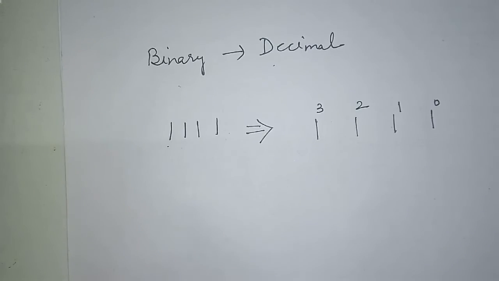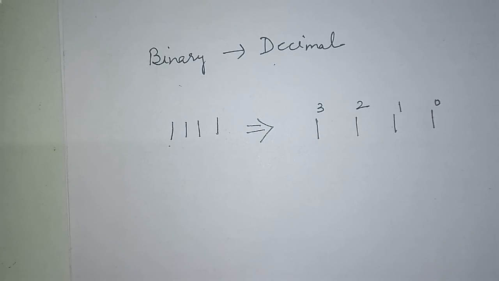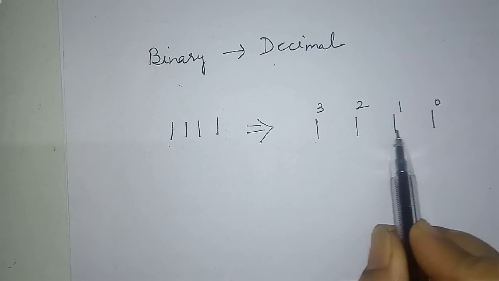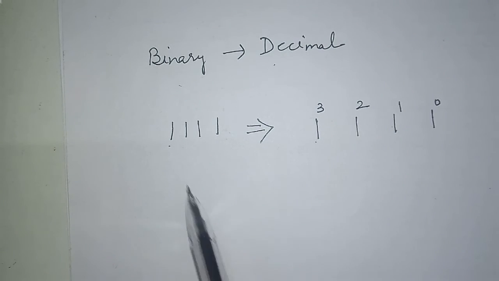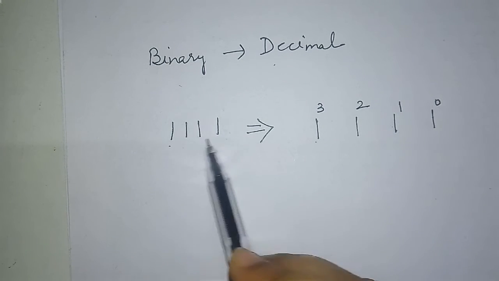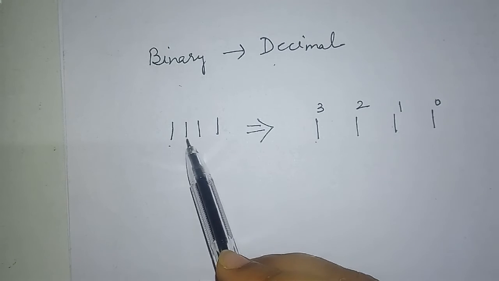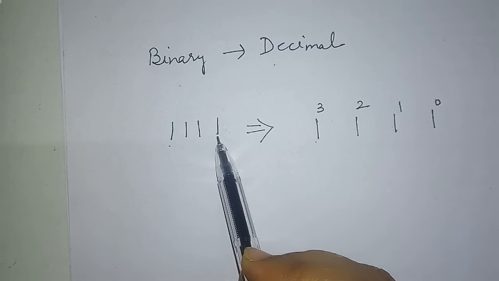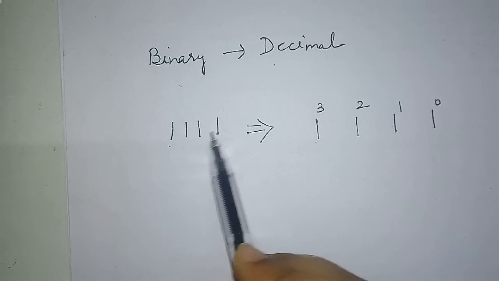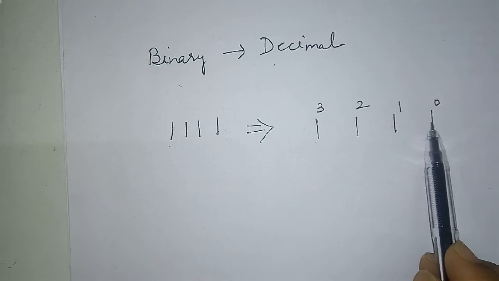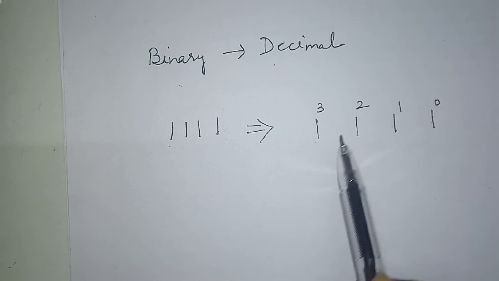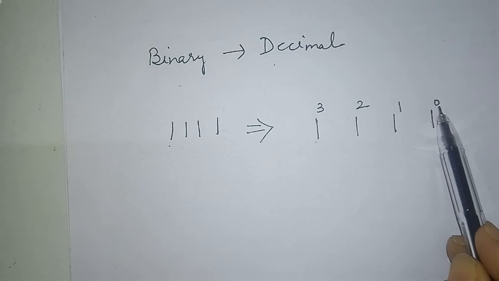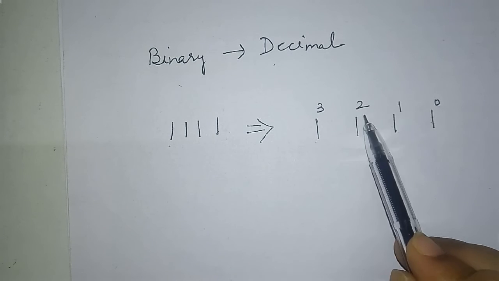What we do is that we multiply the face values with the positional values. Face values means what the digits are showing us. So here all the digits are showing us 1. So the 1 is called the face value for these digits, and their positional values are 0, 1, 2 and 3.